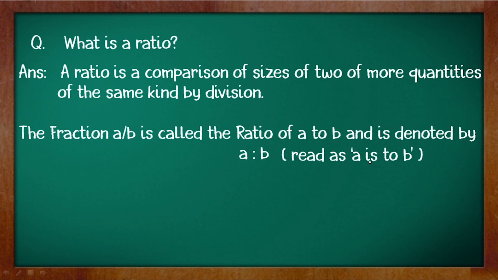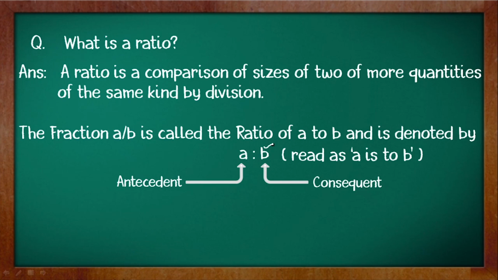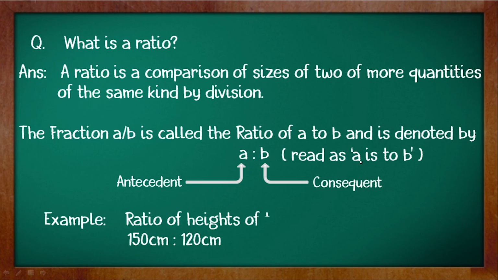Now this is a comparison of two quantities, that is, one is a, the other one is b. The first part that you see here is known as the antecedent, and the second part is the consequent. The first part is the antecedent and the second part is the consequent. Let's see an example.